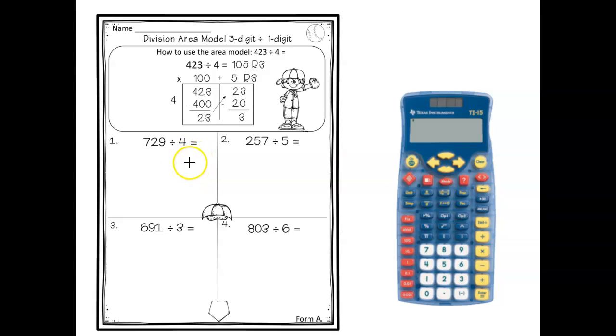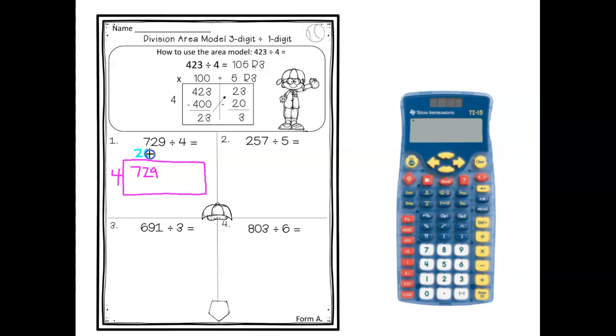But 729 divided by 4, so what you'll do is draw your rectangle. Remember, the dividend goes on the inside, that is your area, so 729 on the inside, and 4 on the outside. So again, you're going to ask yourself, how many groups of 4 can I pull out of 729 without going over? Since this is a triple digit dividend, I want to try a triple digit quick trick. So I can think of the number 100. 100 groups of 4 would be 400. 200 groups of 4 would be 800, and that's too high.